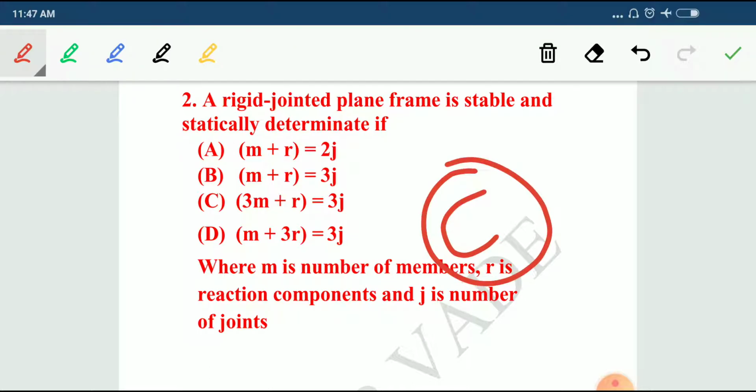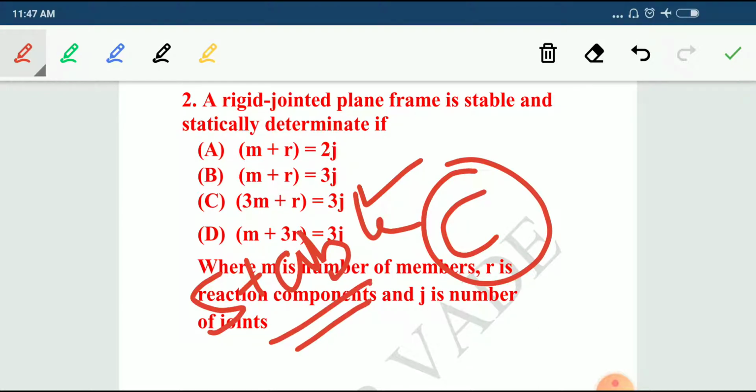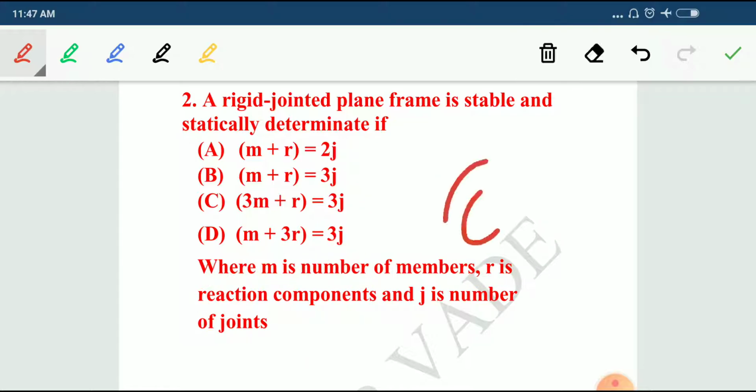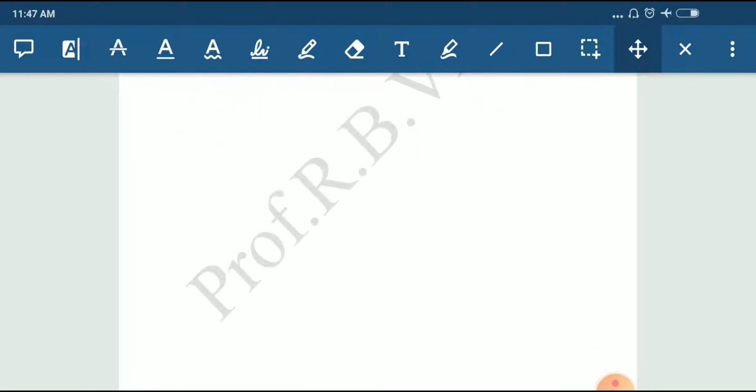You have to remember that you can directly calculate the stability of the structure by using this formula. You can say whether the structure is stable or not. That is the reason we are calculating the degree of determinacy of the structure. So we'll move to the next question. C is the correct answer. Next.